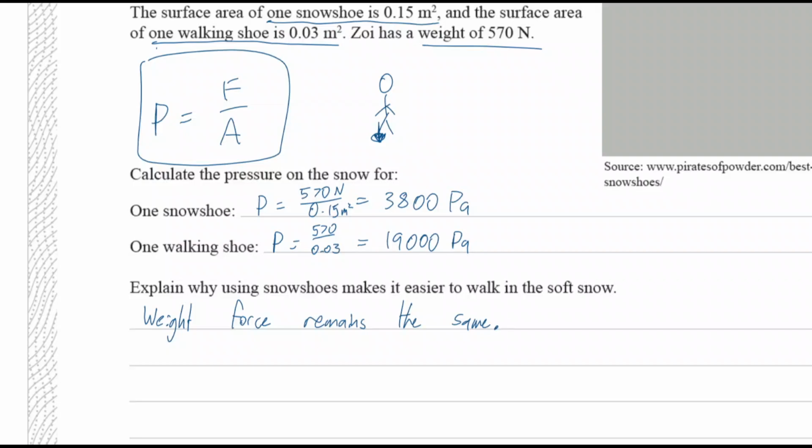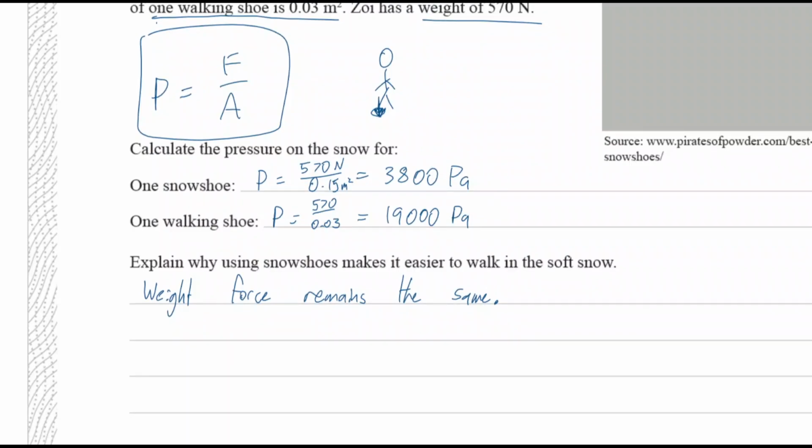Full stop. Right, first sentence. In this example, it was 570 newtons, but if it was me, might be a bit more. Maybe not too much, just a bit. Okay, a lot. Anyway, okay, what's changing? The area changes.